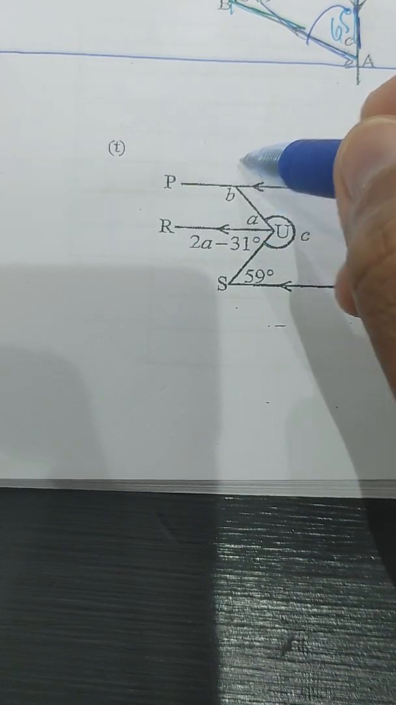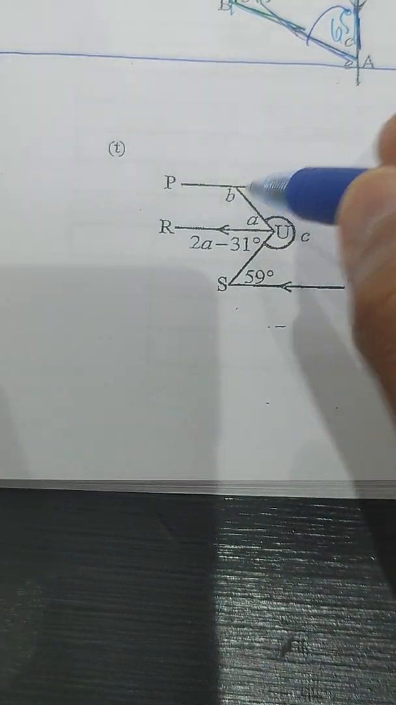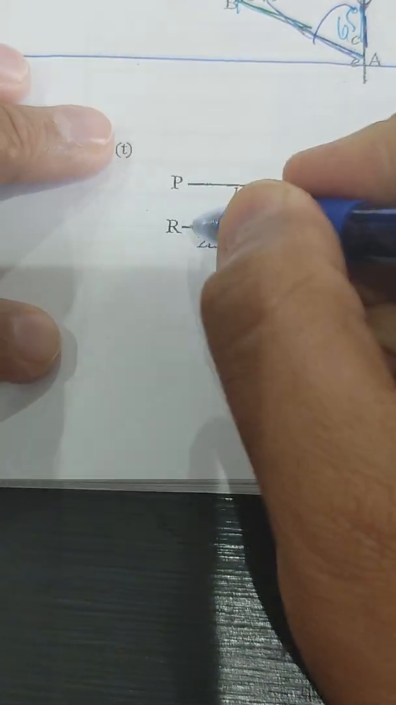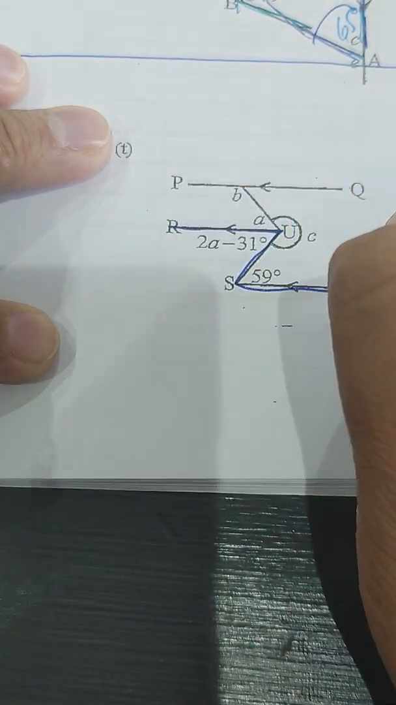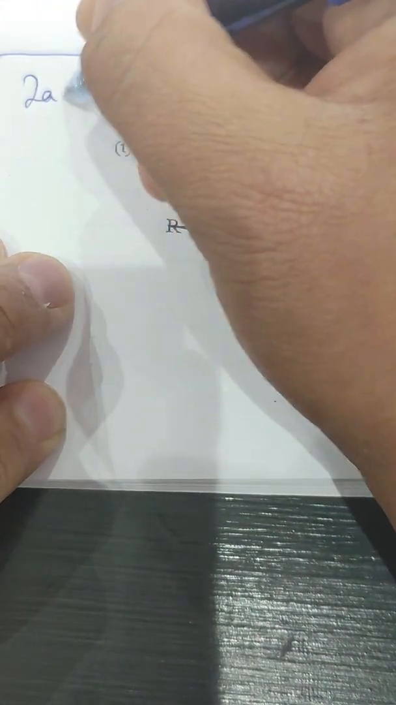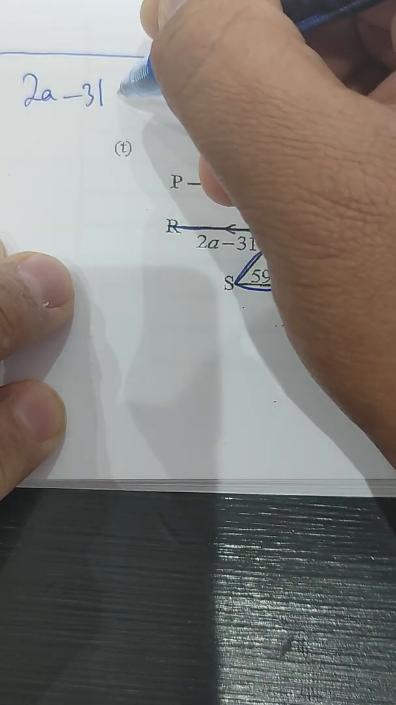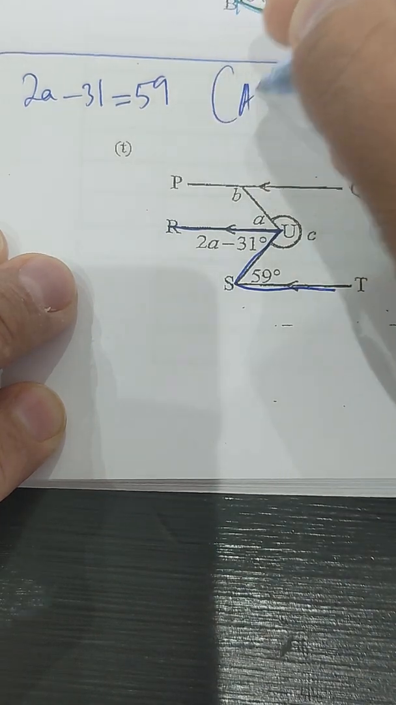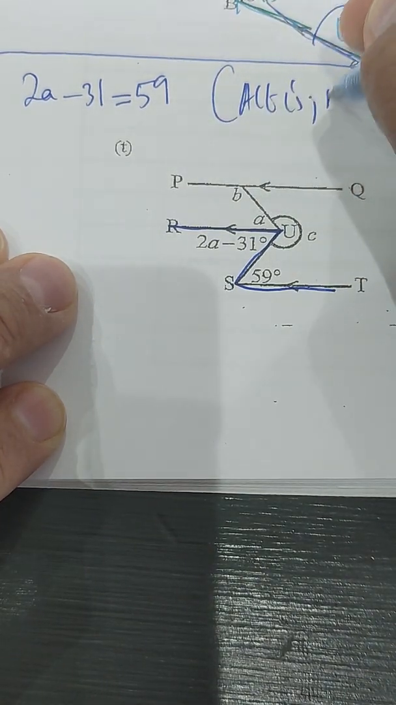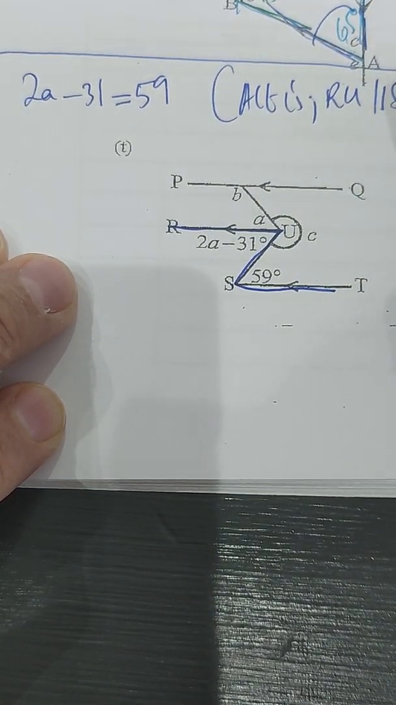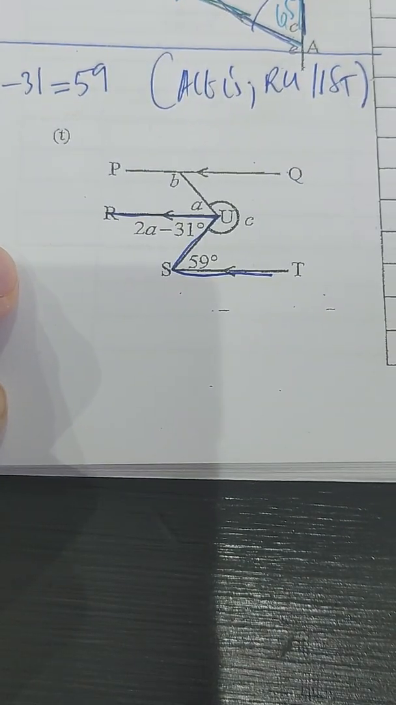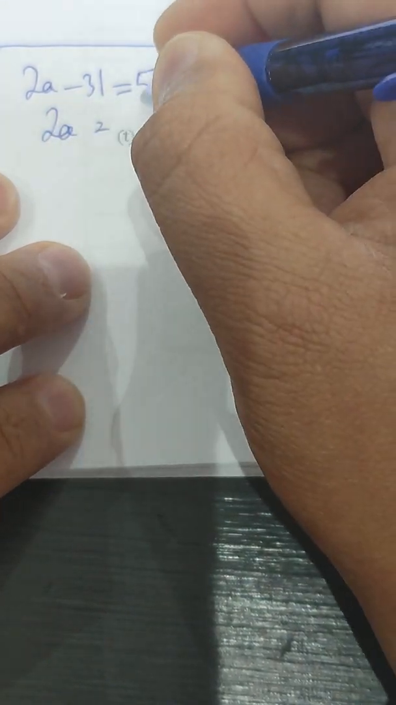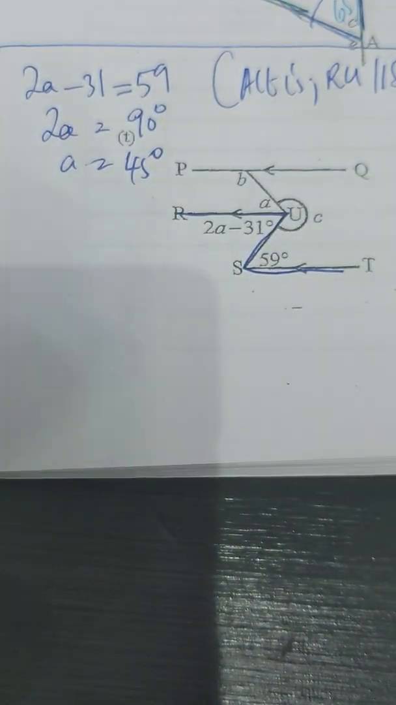In pursuit of calculating A, we can say A plus B is 180 co-interior, but we won't be able to solve for A. However, if we look here, we can solve A that way. So it's going to be 2A minus 31 equals 59 degrees. Why? Because these are alternate angles with RU being parallel to ST. So 2A is equal to 90 degrees. So A is 45.